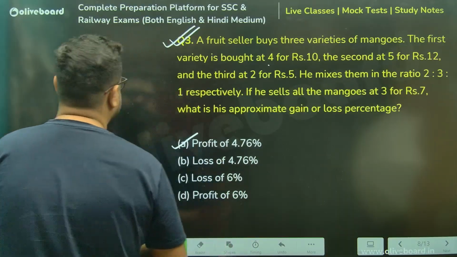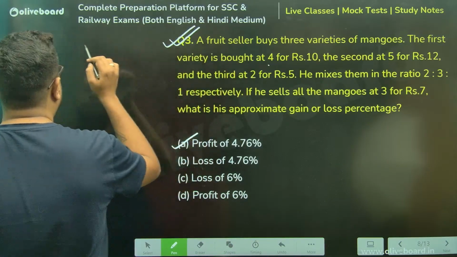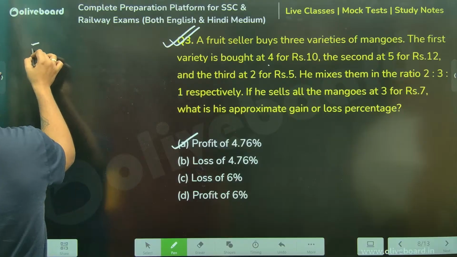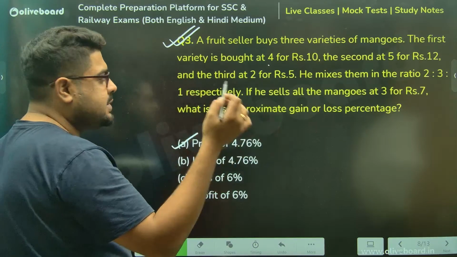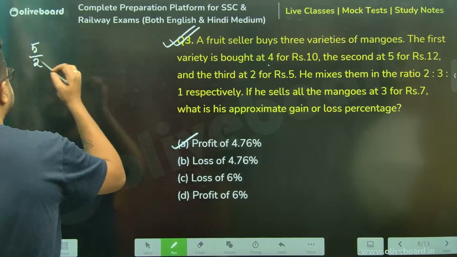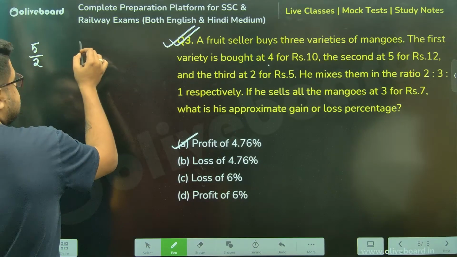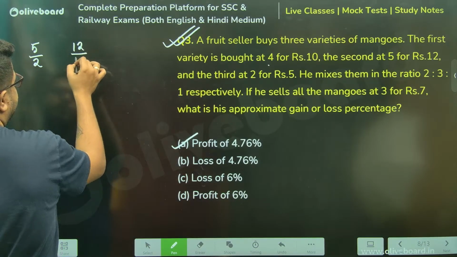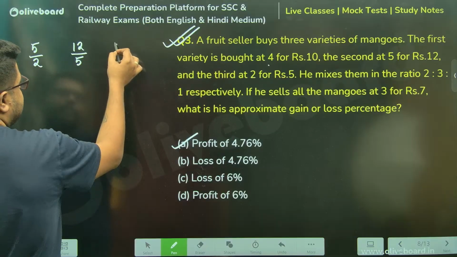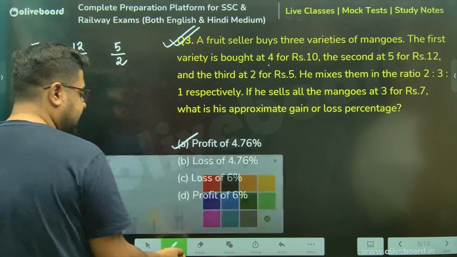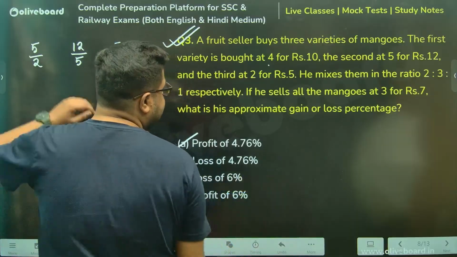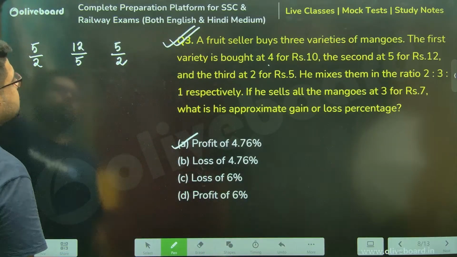Okay, sir. First things first. CP for the first type, 10 by 4 or 5 by 2 rupees per mango. Right? 10 rupees, you get 4 mangoes, 5 rupees, you get 2 mangoes. So next one is 12 rupees by 5, and next one is again 5 by 2. Now these are being mixed at 2:3:1.